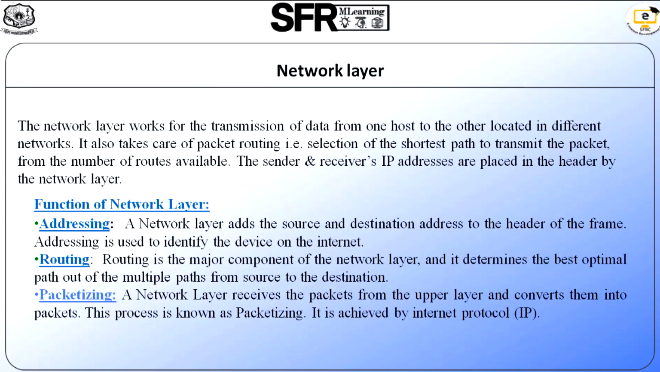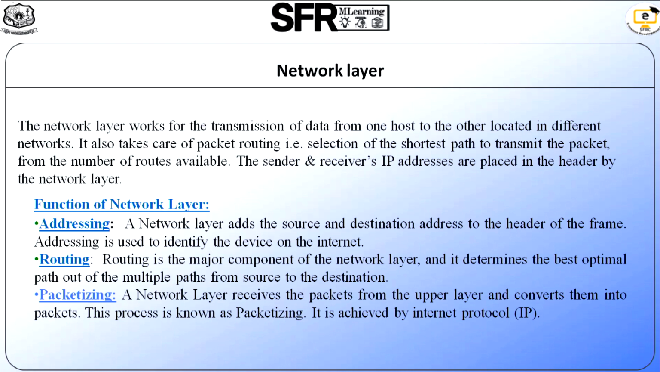And the next topic is the network layer. The network layer is a main important point in our OSI model. It handles the transmission of data from one host to another host. The functions of the network layer are addressing, routing, and packetizing. Addressing means it adds the source and destination address to the headers of the frames. That means the IP address, which uniquely identifies the host.